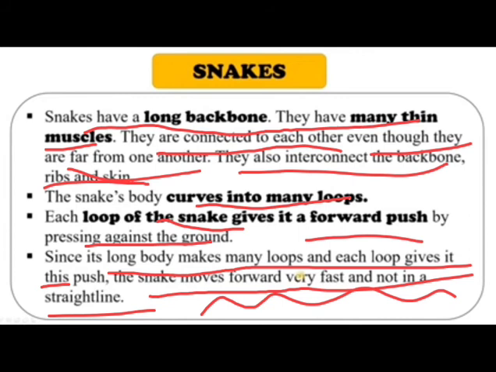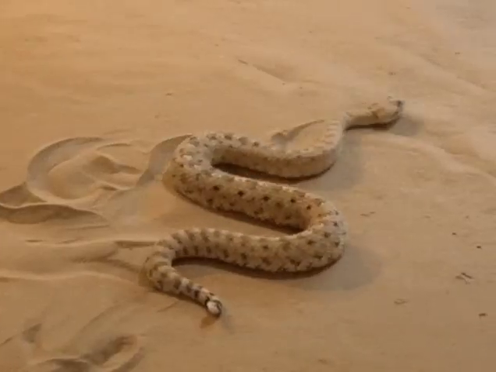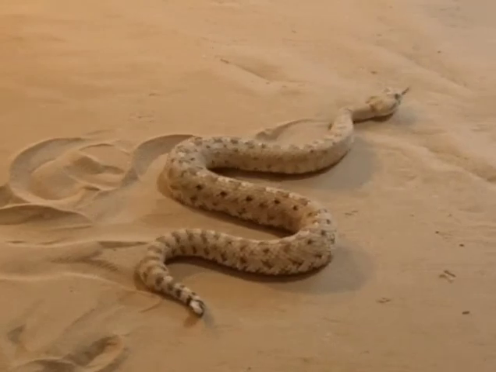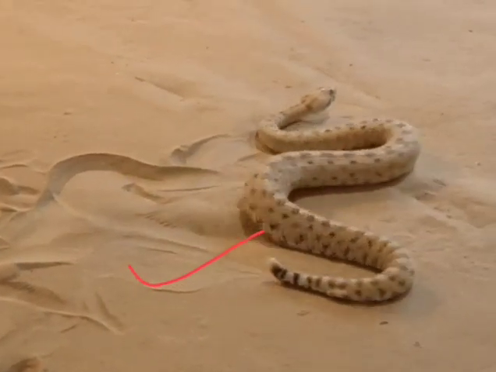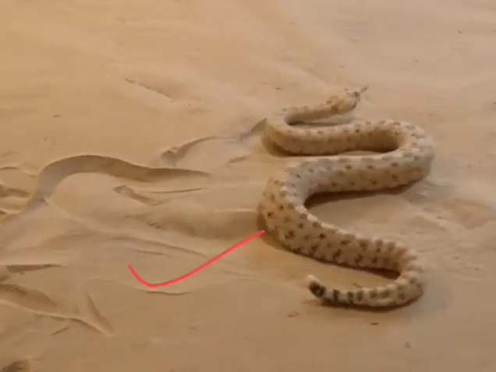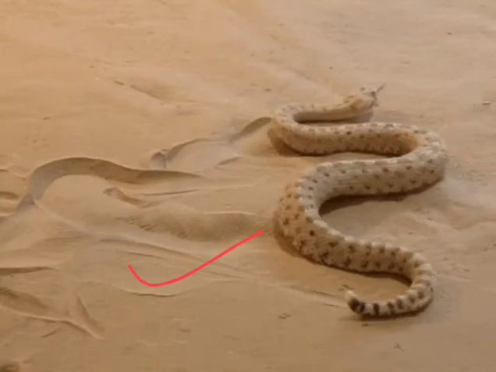So now we will see the movement of snake. So here you can see that the snake never moves in a straight line. They always move by forming different types of loops, and these loops give them a forward push. So the snake never moves in a straight line.